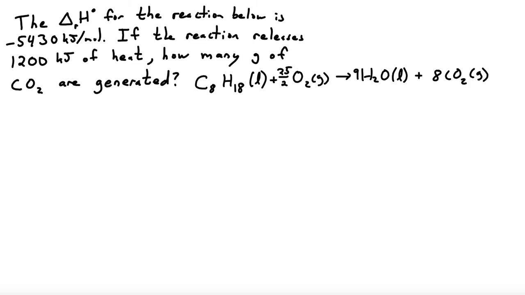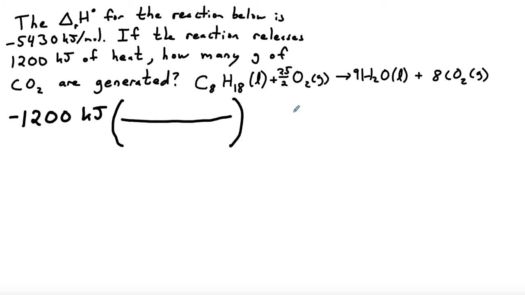So we'll start with what we know. We know that we release 1,200 kilojoules. And since that heat is released, we'll mark it as being negative. It's being extracted from the system. Okay, and then we have to relate that to the carbon dioxide. And because we're doing stoichiometry, we're going to relate that to the moles of carbon dioxide. So our conversion factor is the heat of reaction. So we have 5,430 kilojoules of heat per mole.